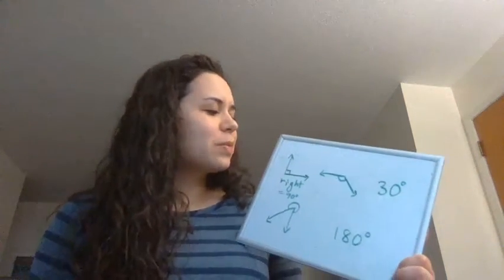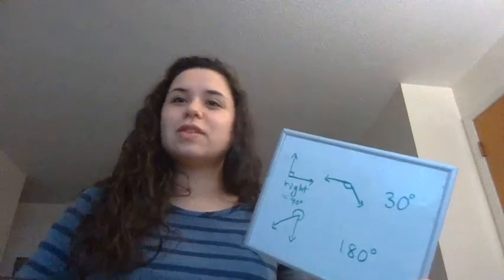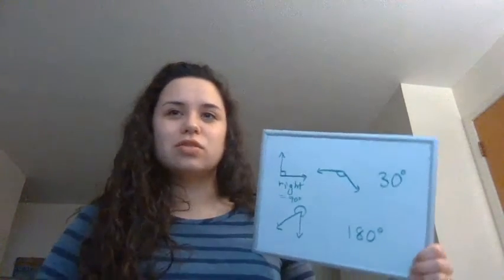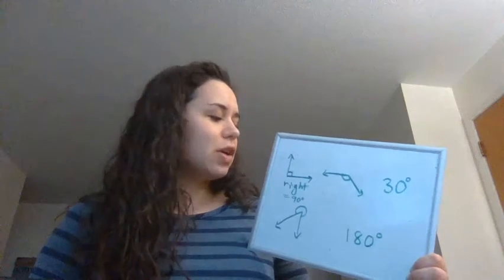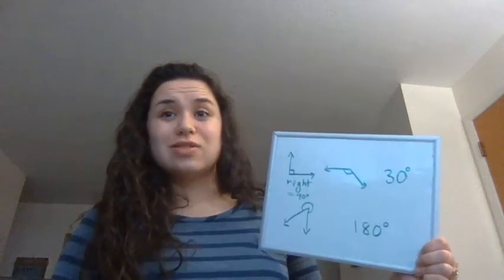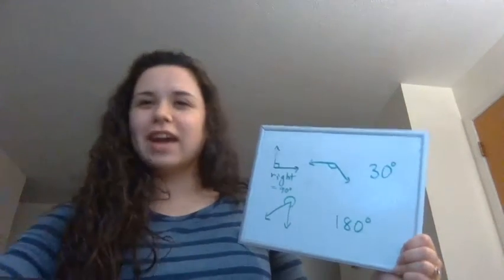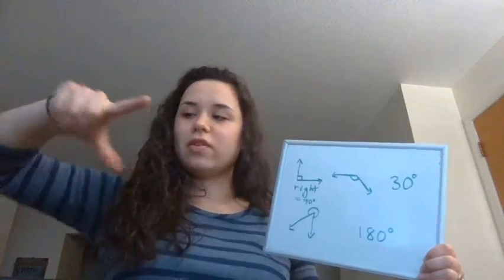Okay, let's go to this next one. That one's kind of tricky. It's kind of upside down and weird. Sometimes they'll put angles upside down or to the side just to try to trick you a little bit. So I've got to figure out, is it right? Is it acute? Is it obtuse? Is it a straight line? Is it a circle?